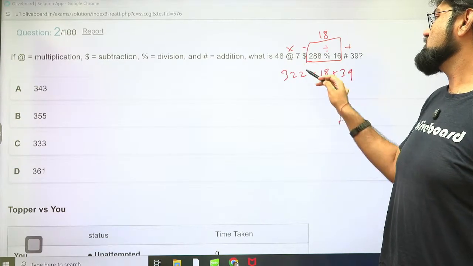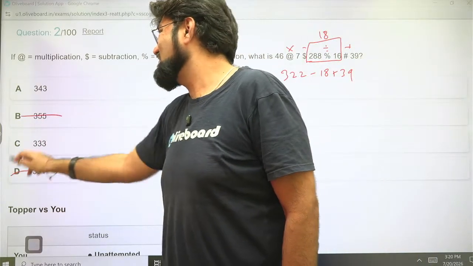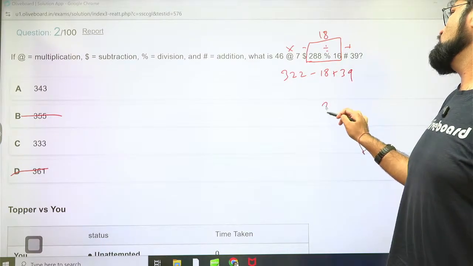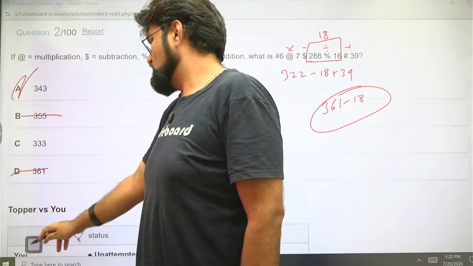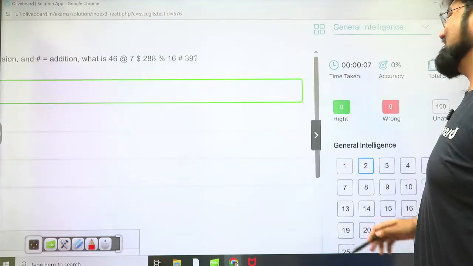If you see 9 plus 2 is 11 minus 8 is 3 at the unit digit, so this is gone, this is gone. We still have two very close options. We'll have to solve this. This is 361 minus 18, which will end up becoming 343. So option A is the correct answer. Okay, 39 seconds. Next.